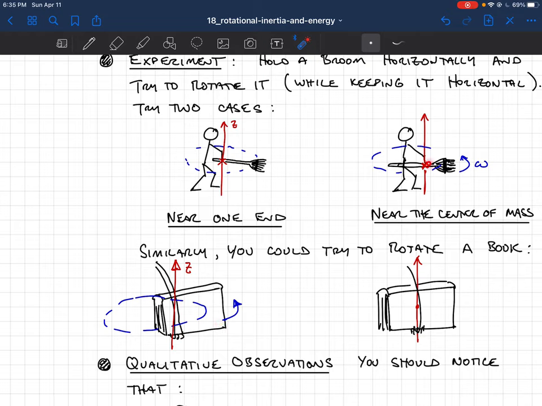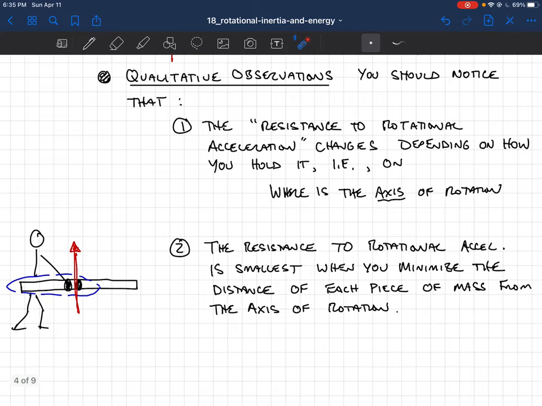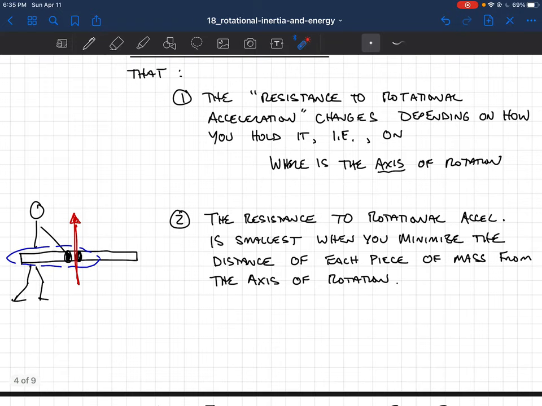Whereas on the right, you've sort of tried to balance it out so that as much mass as possible gets close to the axis. So you have fewer points of mass that are far away from the axis. So I've summarized that here as the resistance to rotational acceleration is smallest when you minimize the distance of each piece of mass from the axis of rotation.